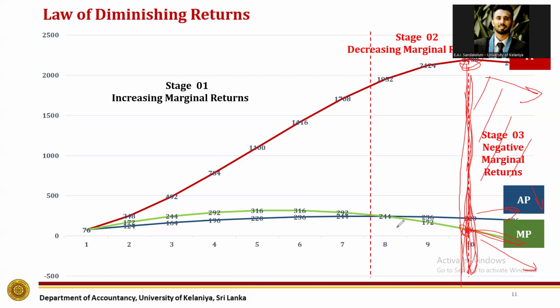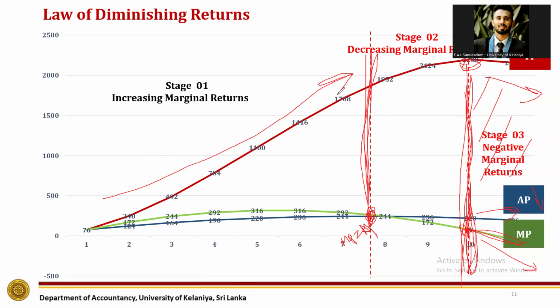Come to this one. Where is the point? MP equals AP. Where is the point? These two lines touch. So you can mark and identify stage 1, so that entire area becomes stage 1.